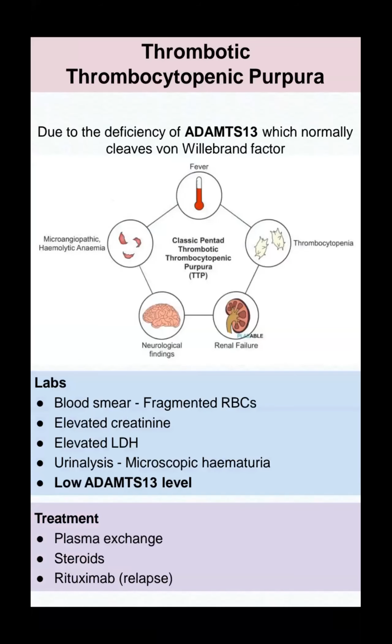TTP I already discussed. It is an ADAMTS13 deficiency, and there will be low platelets and elevated LDH and creatinine due to the deficiency. So management is plasma exchange and steroids according to the presentation.